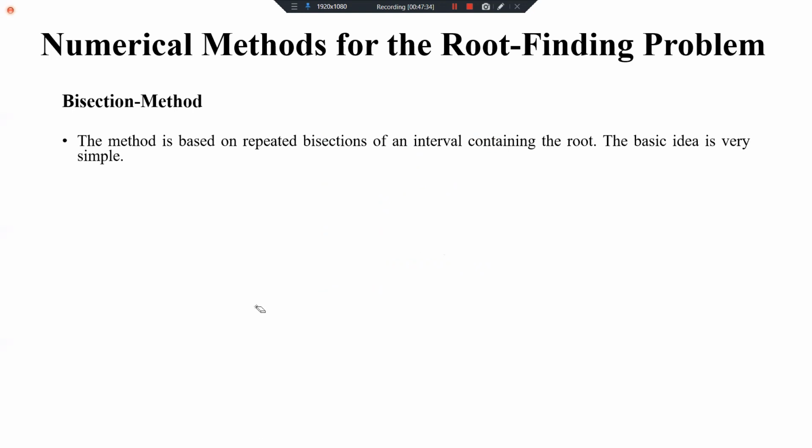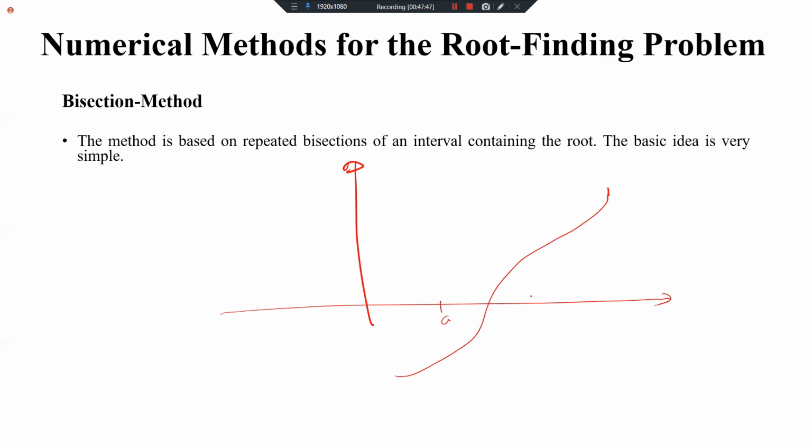So this is your function. This is A. This is B. This is f(x). This is x. Then we get the C value, that is (A plus B) divided by 2. That means the midpoint of this A and B. Let's assume here is C.